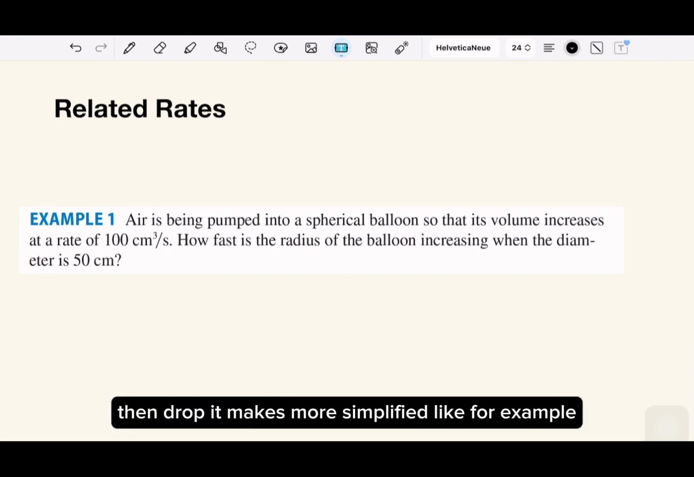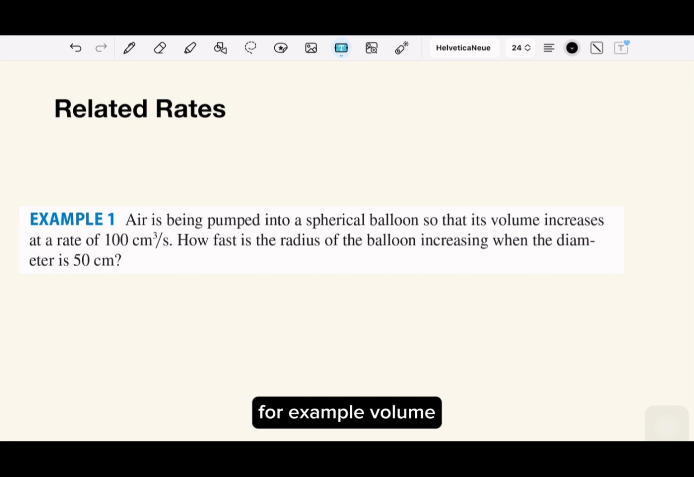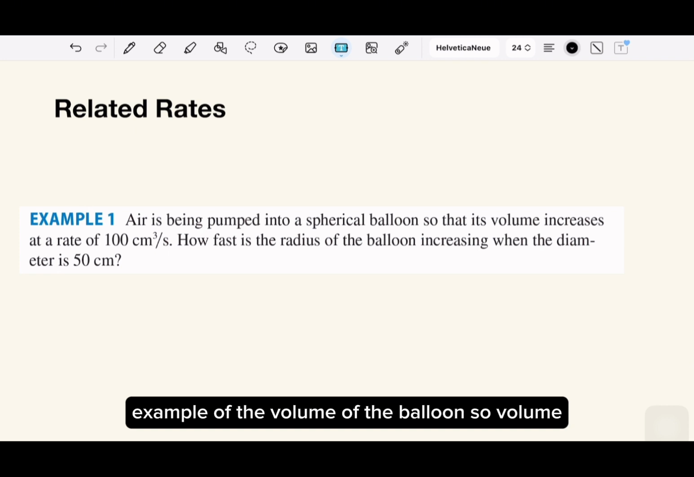If we must draw, then draw, if it makes it more simplified. Like for example, the balloon, maybe we draw the balloon like that. And then in some cases for related rates, we need to know assumptions for some geometry. For example, balloon. What is the volume of a balloon? Anyone remember? 4 pi r cubed. Yes. Okay.